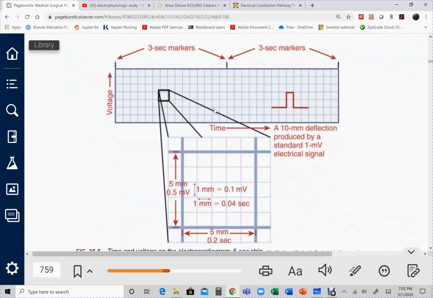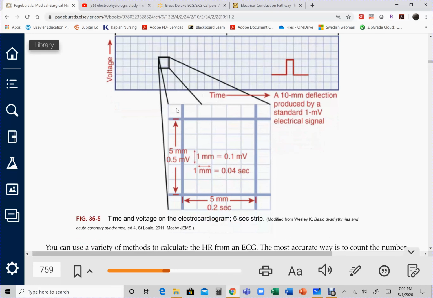So here we magnified it in blue, so you see it's a graphing paper. We have vertical lines, and then we have horizontal lines. We have big blocks and we have small blocks inside. So here is one big block. The measurement for a small block, take this one, okay, so 1 square millimeter here is 0.04 seconds.